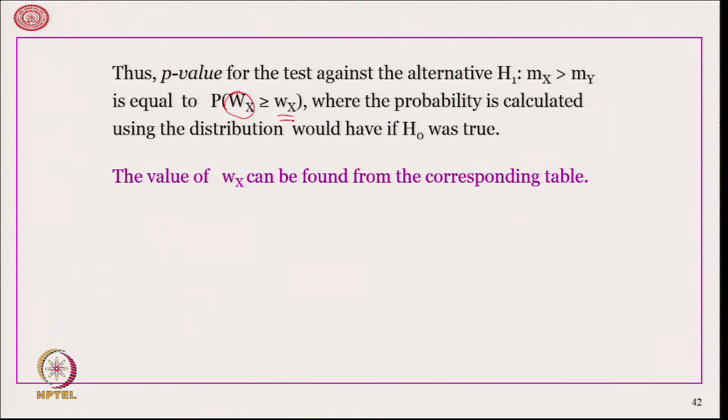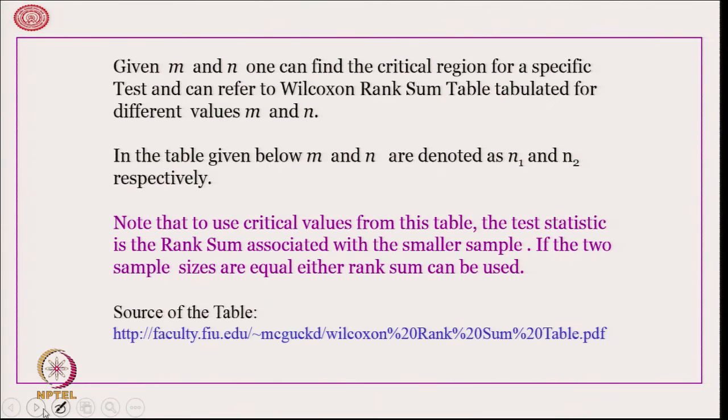And where do we get the critical value from? We get it from a table. Given m and n, one can find the critical region for a specific test by referring to the Wilcoxon rank sum table, tabulated for different values of m and n. I shall give you a sample of that table. Note that in that table m and n are denoted by n 1 and n 2 respectively. So, these are the sample sizes n 1 and n 2.